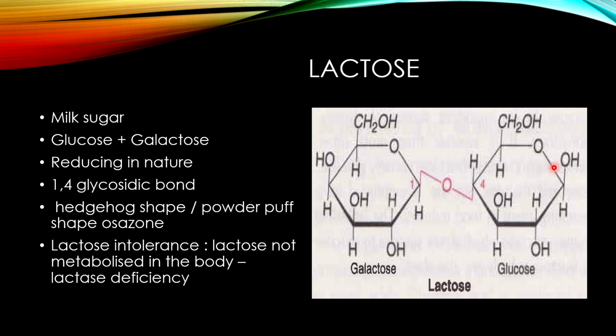If you look over here, the first carbon atom of glucose is again free. That is the reason why it is reducing in nature, because the functional group present on the glucose carbon atom, which is C1, is free. So this functional group acts as a reducing agent. That is why lactose is a reducing disaccharide.